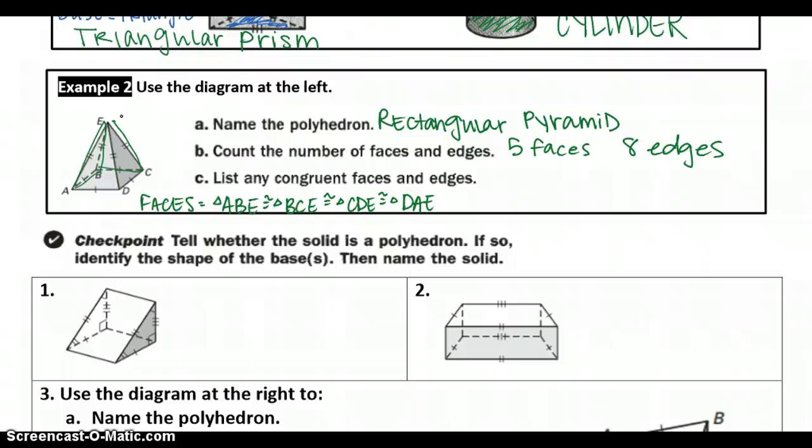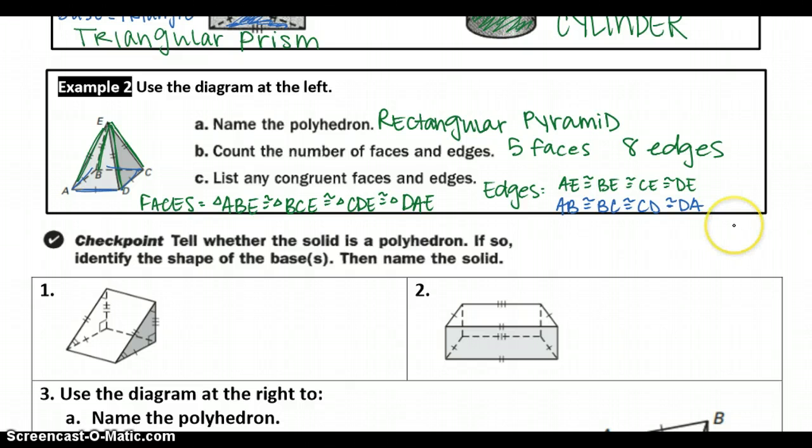Next, let's look at the edges. Well, like I said, those 4 lines all pointing at the top are congruent. So I have that AE, BE, CE, and DE are all congruent. And I also see that the 4 edges along the base are congruent, each of these 4 sides. So I have AB is congruent to BC, congruent to CD, and congruent to DA. So we have all of our congruent faces and edges.